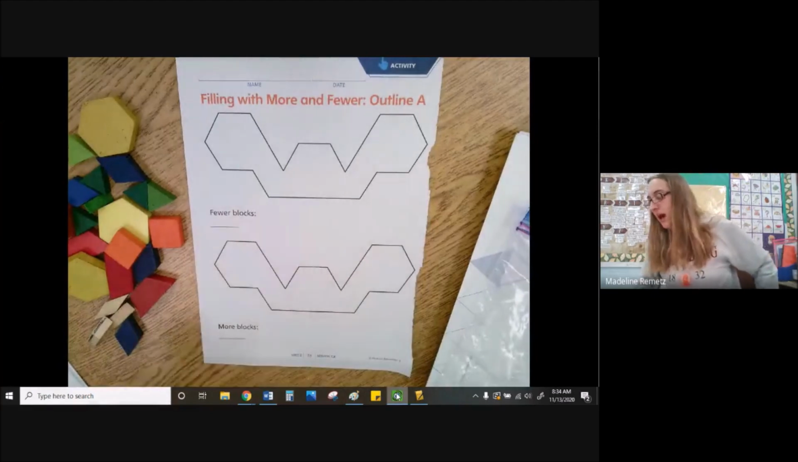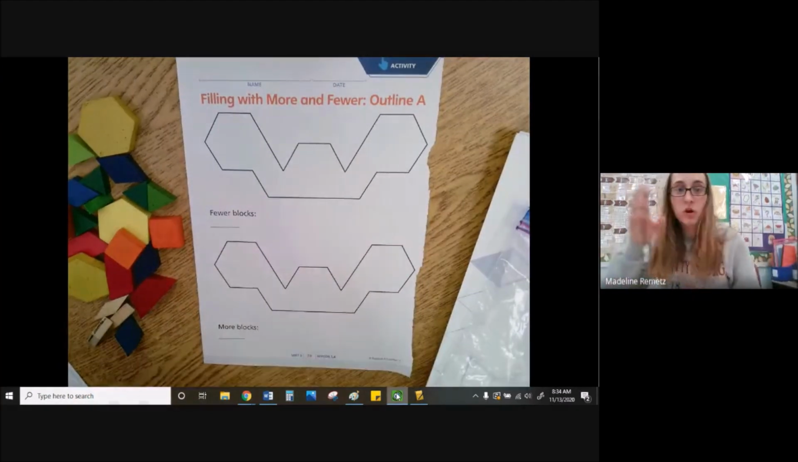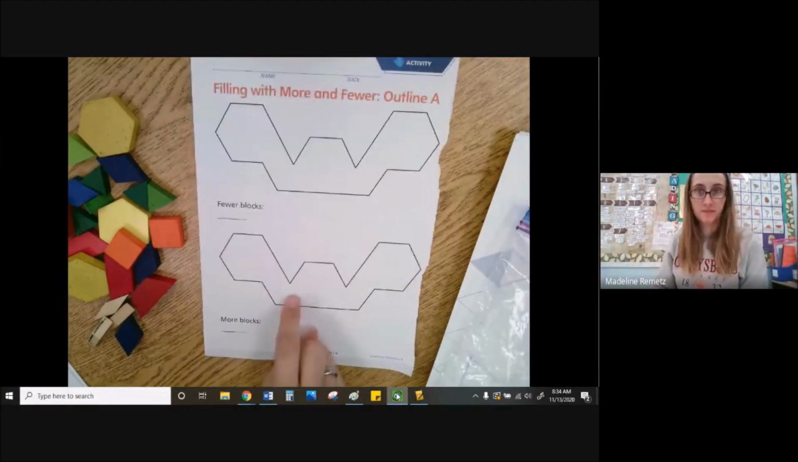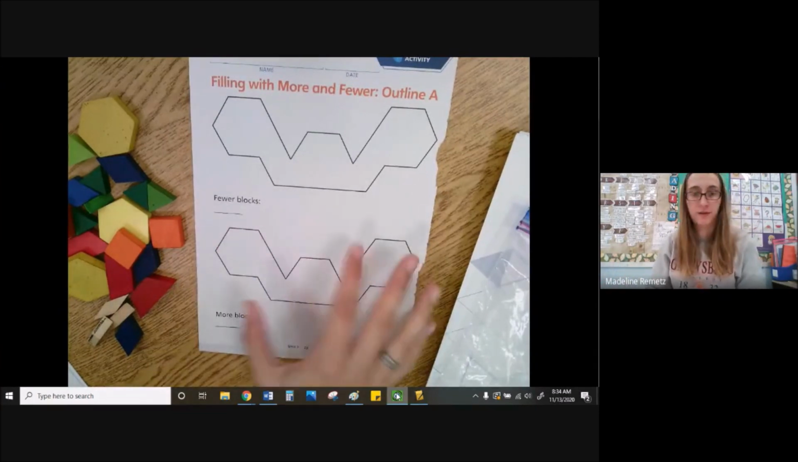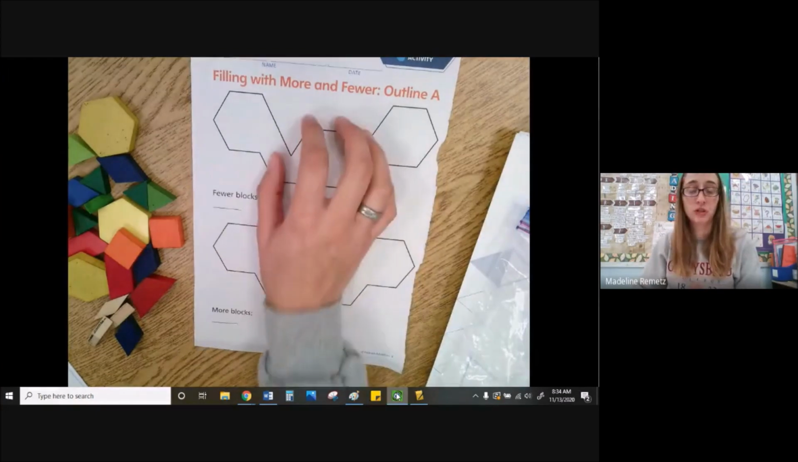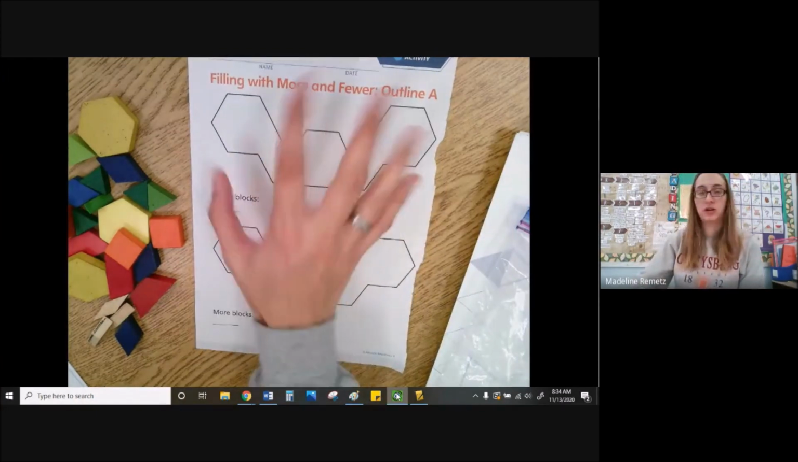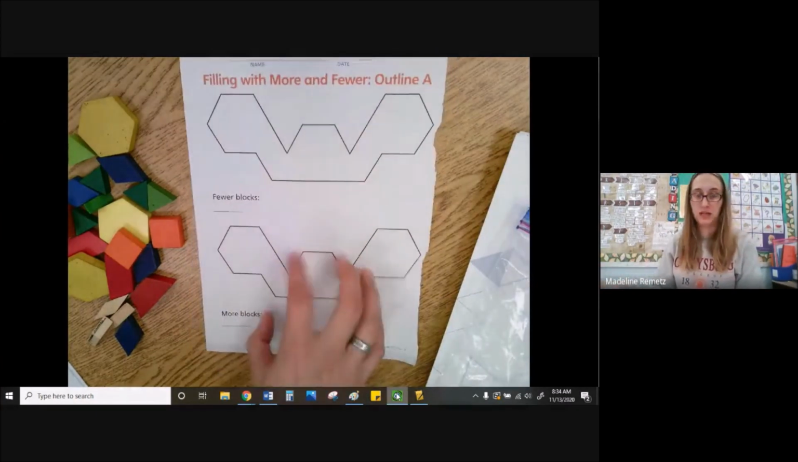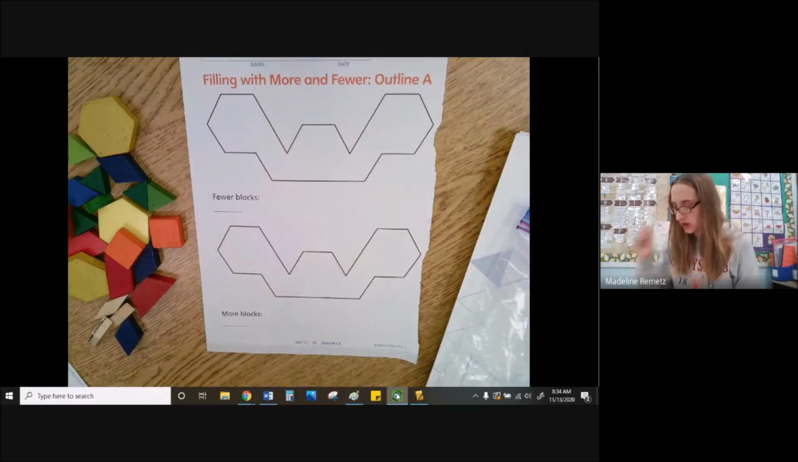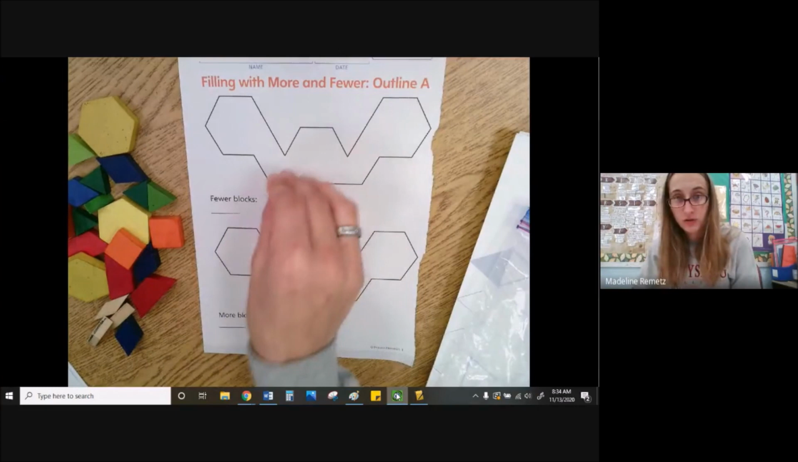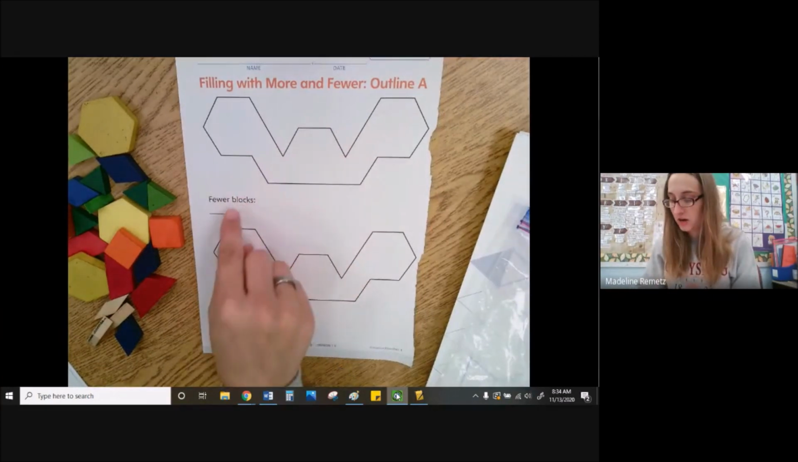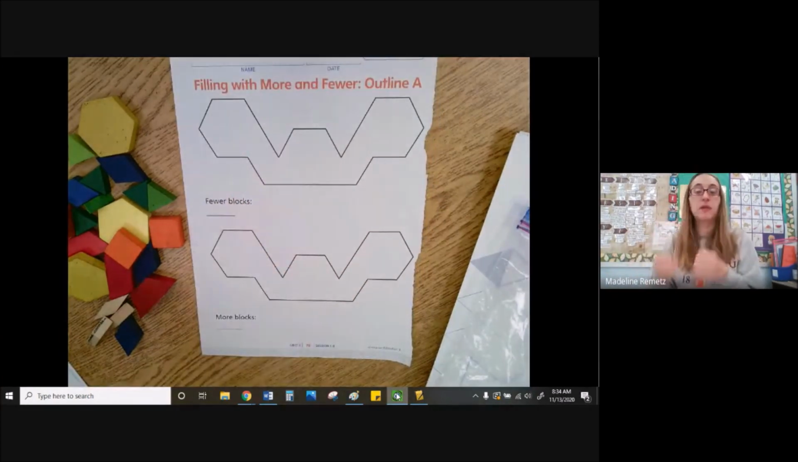So fewer blocks means it wants a smaller number than what I use here. So if you want, you can start here and fill up the more blocks and then just know to use less, or you can start here and know to use more blocks in your second design. How about I start with the fewer blocks? I'm going to see how little I can make this number here. How many blocks can I use to make it the smallest number?